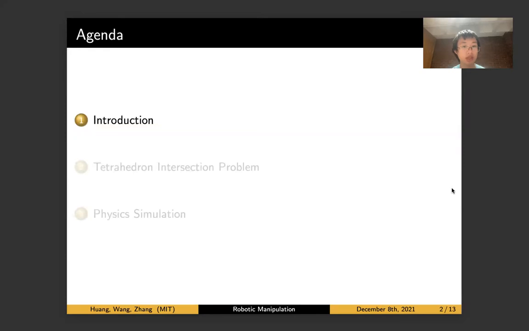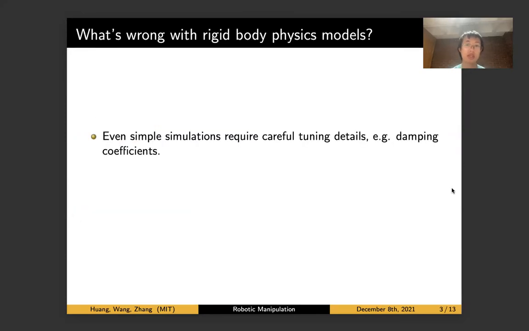Before we get into pressure field models, you might ask, what's wrong with just having rigid body physics models? There's a number of reasons we don't like rigid body physics. For example, even very simple simulations require a lot of attention to detail. We saw in class that if you just want to simulate a ball that falls onto the ground, you have to choose damping coefficients and other details very carefully to get the ball to stay there.